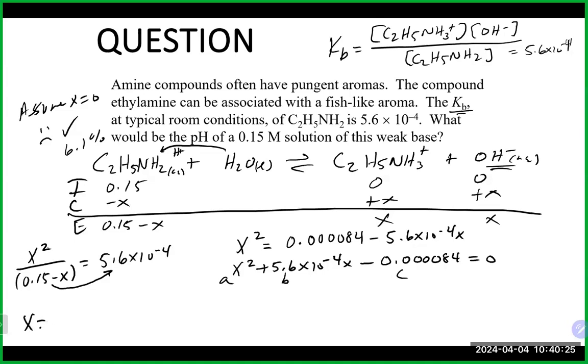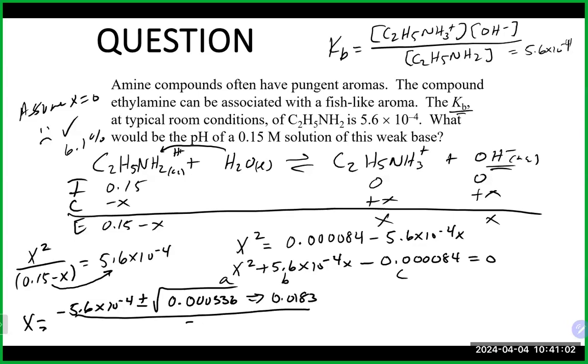Going into our quadratic here, we'll go with negative 5.6 times 10 to the minus 4 plus or minus. Once again, if we do the square root inside first, 5.6 times 10 to the minus 4 squared minus 4 times A times C, 0.000084, it's going to give us 0.000336 inside before we take the square root. And after we take the square root, we will end up there with 0.0183, all divided by 2.